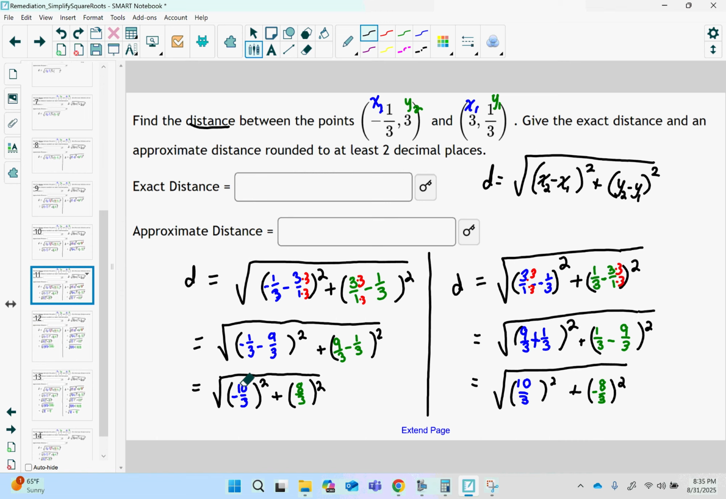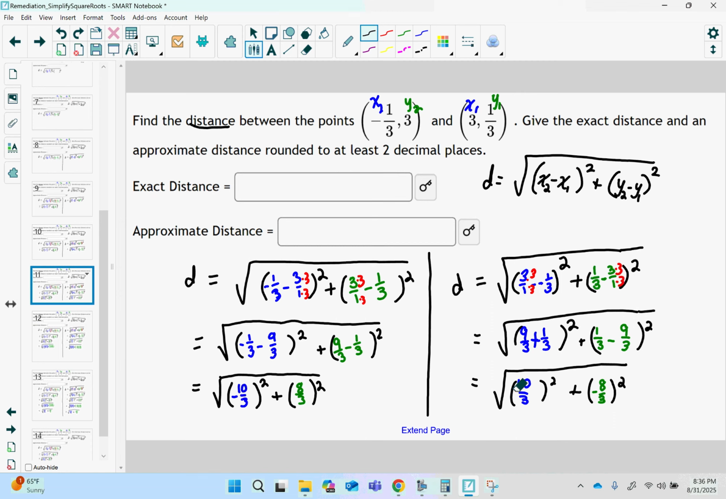And that quantity is going to be squared. I made sure to use the parentheses there to contain that negative, because the negative is part of the number that's being squared. Then my y values: 9/3 minus 1/3. So 9/3 minus 1/3, 9 minus 1, 8/3, quantity squared.